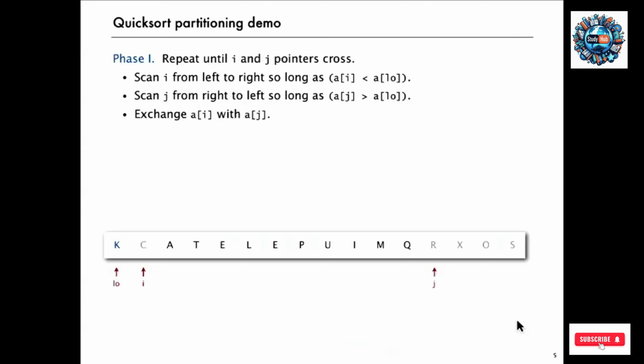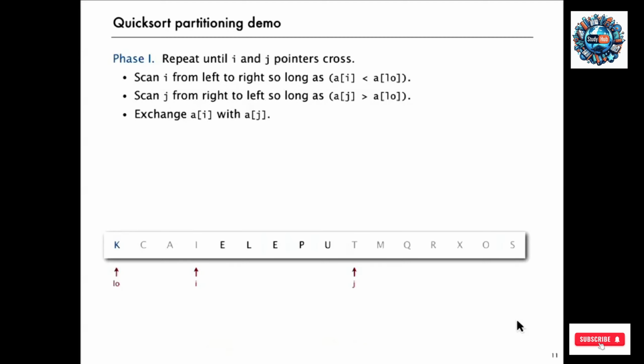Now we increment i as long as it's pointing to an element that's less than the partitioning element. Stop here at T because that's bigger. And now we decrement j as long as it's pointing to something that's bigger than the partitioning element. Stop here at I because that's less. Again, T and I are in the wrong places. If we exchange them, we'll maintain the invariant that nothing to the left of i is greater than the partitioning element, and nothing to the right of j is less than the partitioning element.